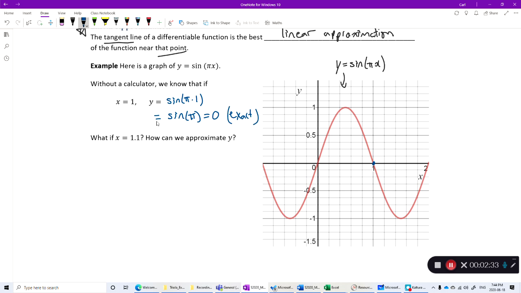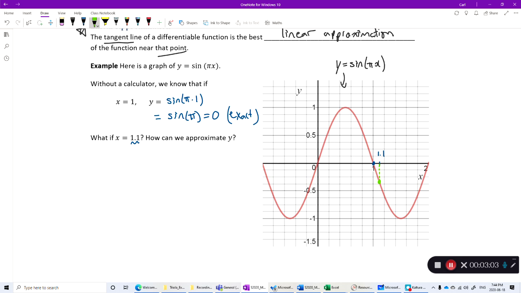Now, here's where we start to approximate. What if we take an x value that's a little bit larger? Say x equals 1.1. So that would be right here. I want to know what is the value of the function at x equals 1.1, which would be right there.